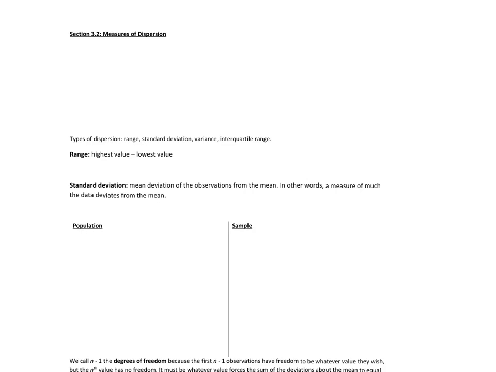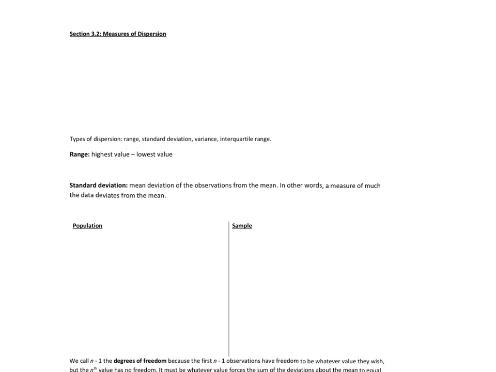Welcome to section 3.2, measures of dispersion. So in chapter 2, we talked about the shape of the distribution. In 3.1, we talked about the central tendency. And now we're going to talk about the dispersion, which is also called the spread. So first we're going to talk about why it's important to include all three characteristics: shape, central tendency, and spread.